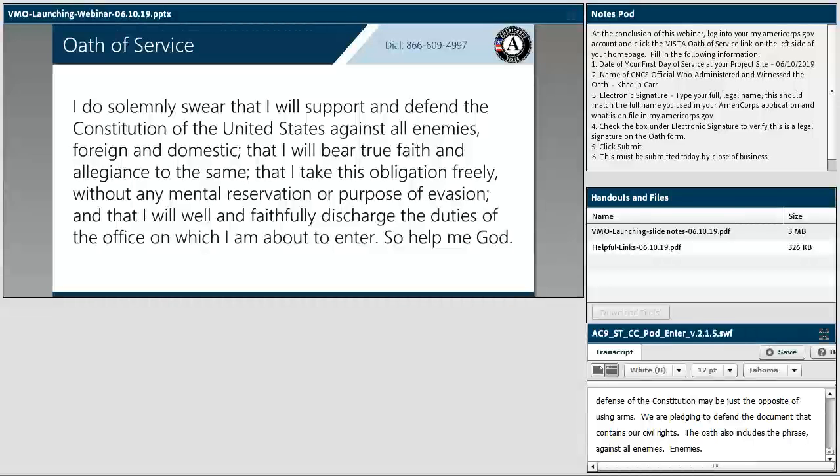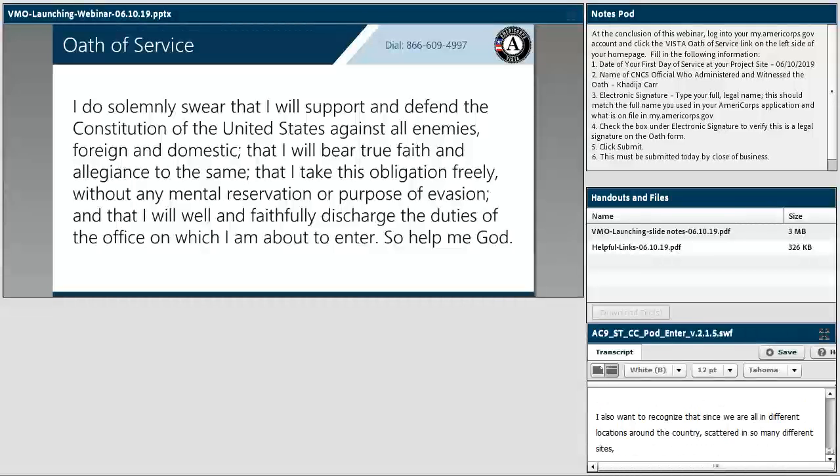The oath also includes the phrase, against all enemies. Enemies. In the context of VISTA, the enemy is poverty. Okay, we've just got two more things about the oath. First, you may replace the word swear with the word affirm if you so choose. You may also choose to omit the phrase, so help me God.